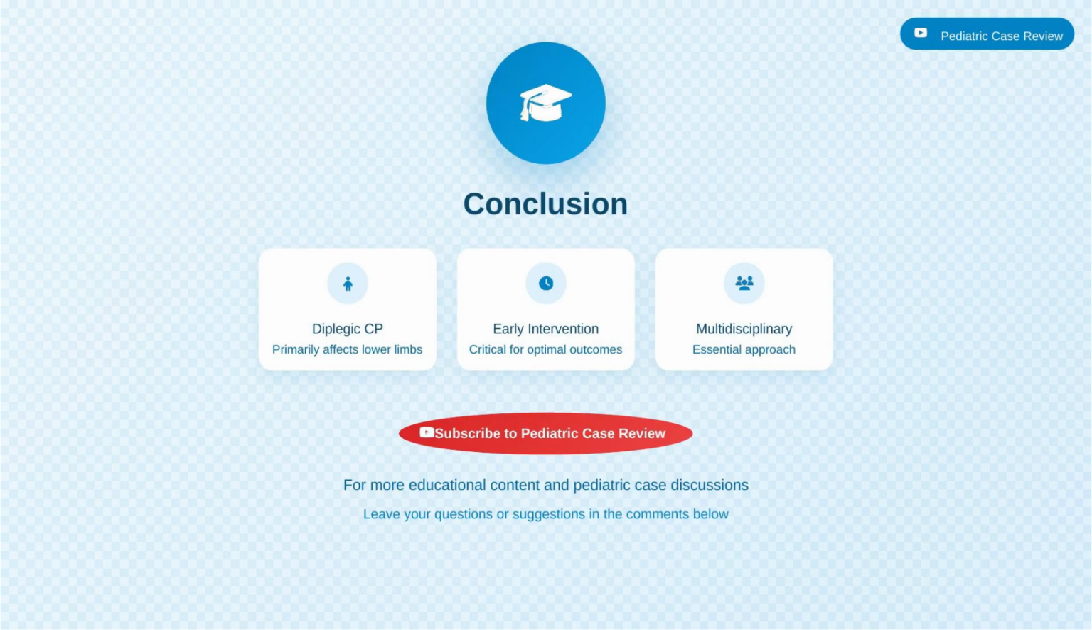Thank you for joining our comprehensive review of diplegia in children. Remember that early diagnosis and intervention are crucial for optimizing outcomes. A multidisciplinary approach involving neurologists, orthopedists, physical therapists, and other specialists provides the best care for these children.